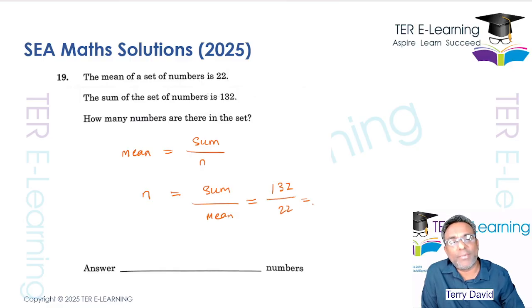Again, if you can't divide by 22, start to reduce, right? So 2 can go into this, right? That's 6 2s are 12, and remainder 1. So this is going to be 66 all over, if you divide this by 2, you're going to end up with 11. So 66 divided by 11, you're going to get 6 as the number of numbers, right? So that's number 19.